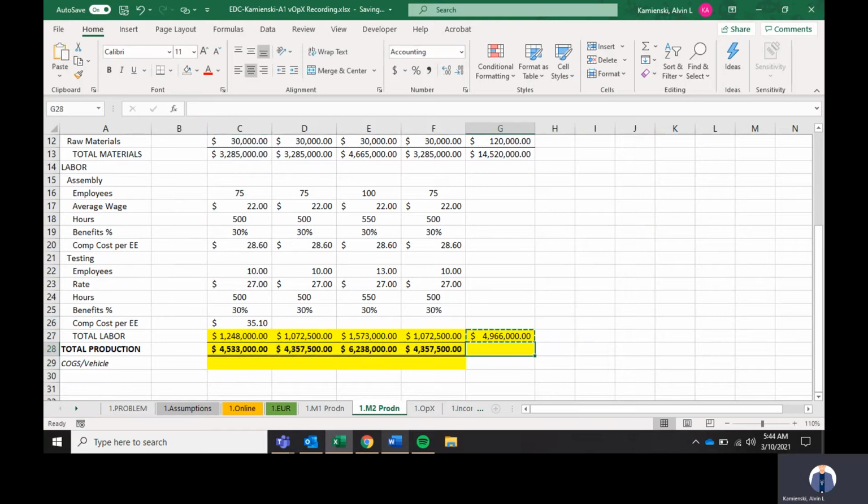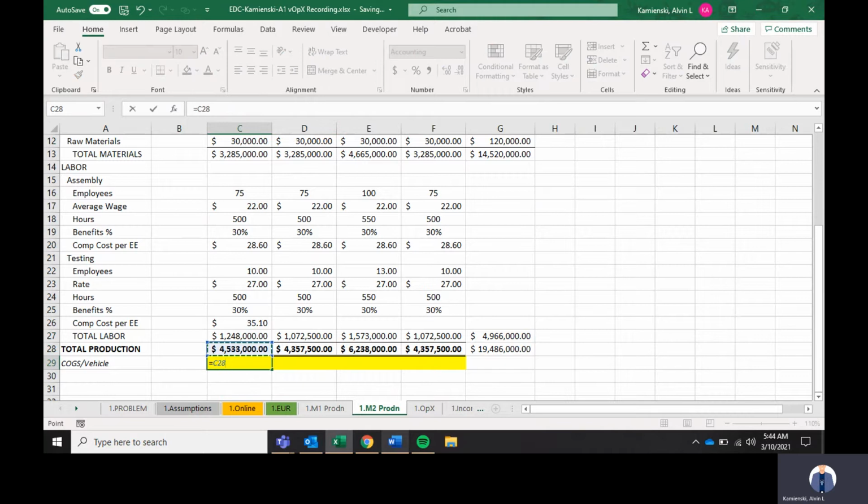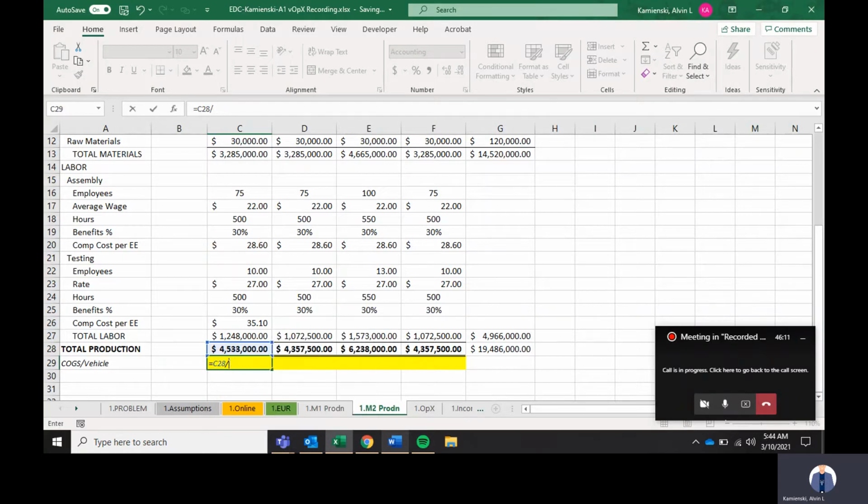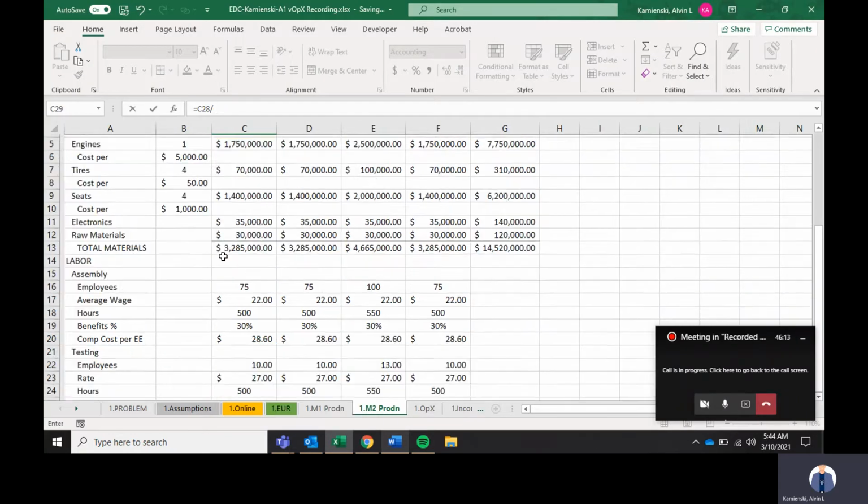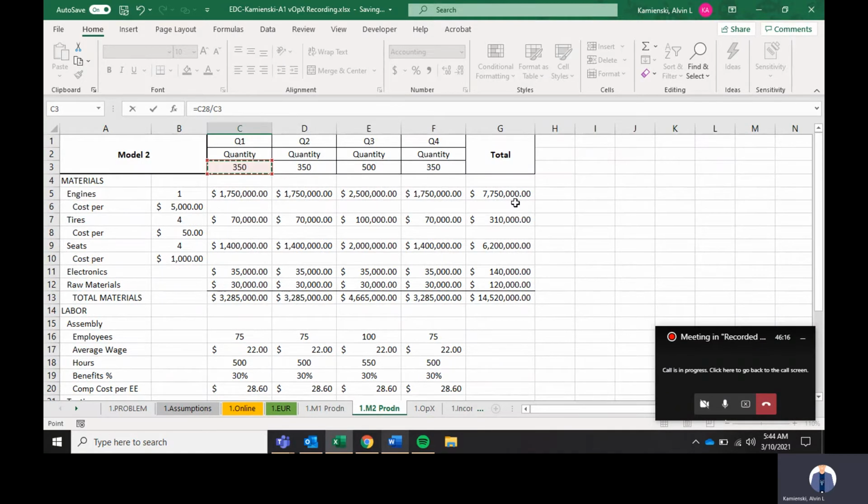And then sum these things up, get rid of the yellows. And now let's do that same quick analysis. What if in Q1 I pay $4.53 million in total production costs? Oh, what did I press there? Divided by, we have to find our total production of 350 in Q1.